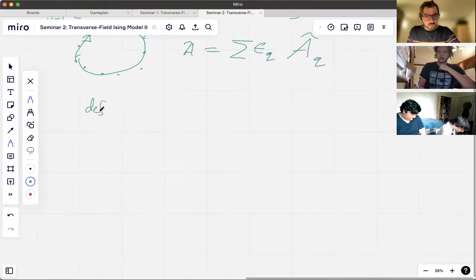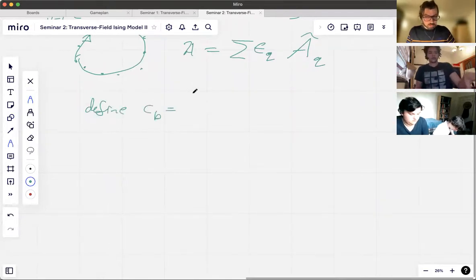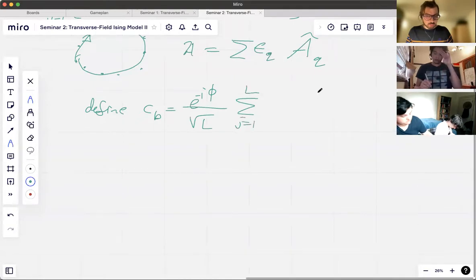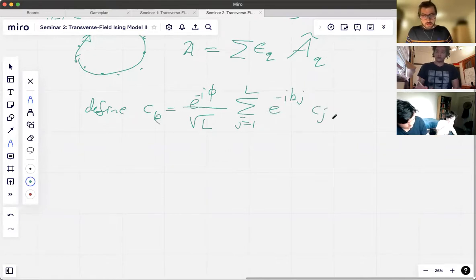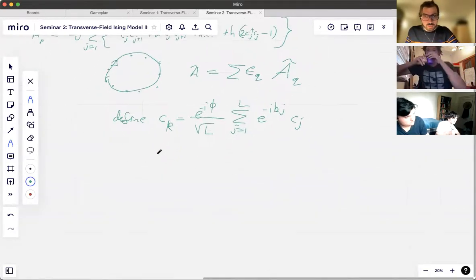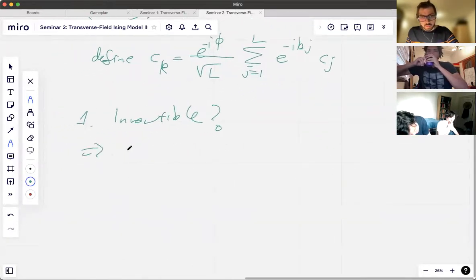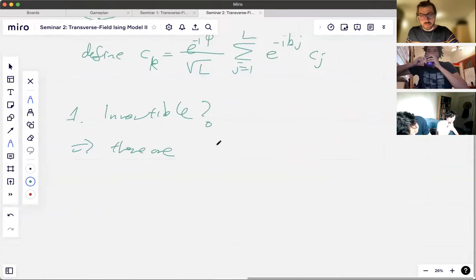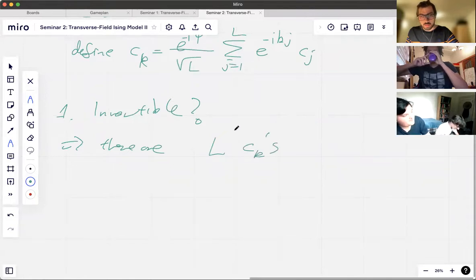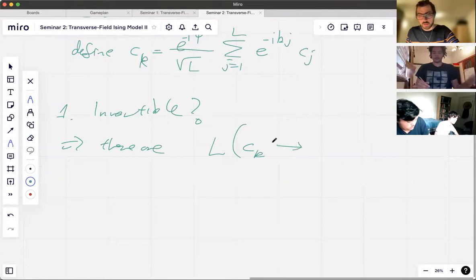So we define C_k to be e to the minus i phi over square root L, sum j equals 1 to L, e to the minus i k j, C_j. And k in this case is for now just a real number that's been left unspecified. Now for this to actually be useful, we need two things from this transformation. First of all, we need it to be invertible, which implies that there are exactly L C_k, or rather there are L C_k dagger pairs.